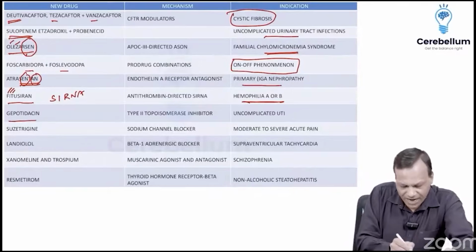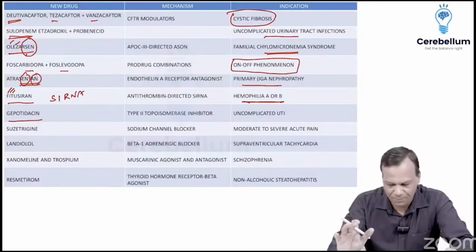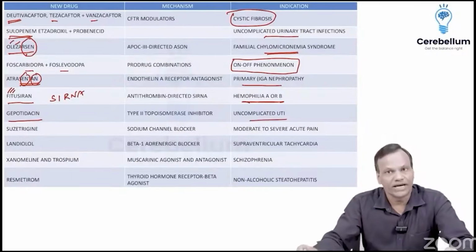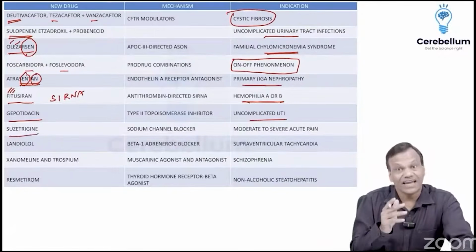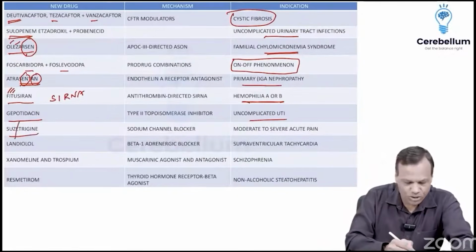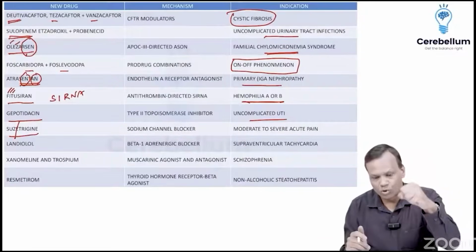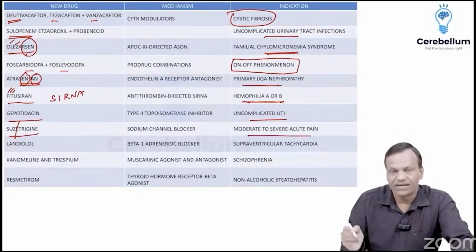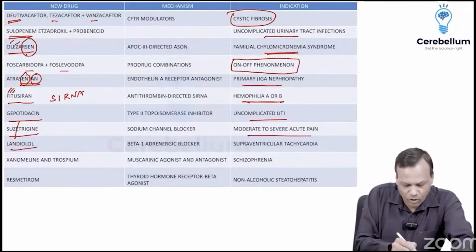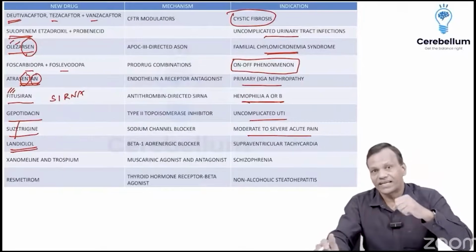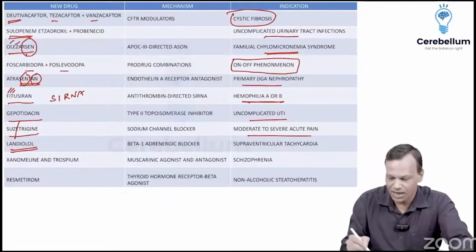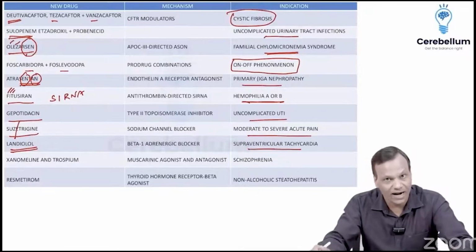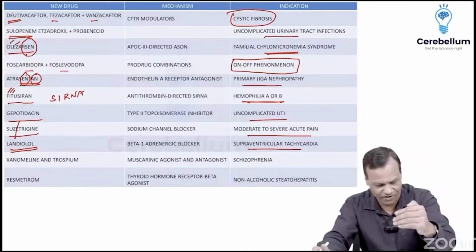Then gepotidacin is a new drug. It's a bacterial topoisomerase inhibitor, indicated again in UTI. Suzetrigine is like lamotrigine. It is blocking the sodium channels, so it is used for pain. Landiolol is a new ultra short acting, in fact, the shortest acting overall beta blocker. It is a cardioselective beta blocker. It is indicated in supraventricular tachycardia, including atrial fibrillation and flutter.